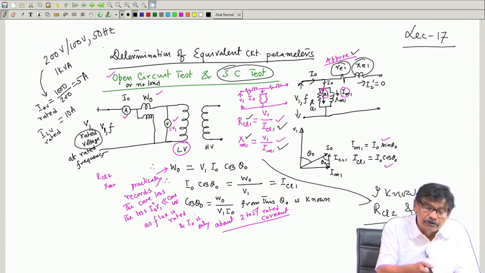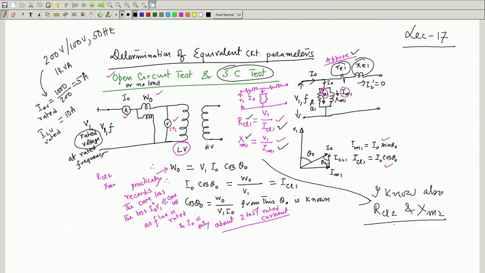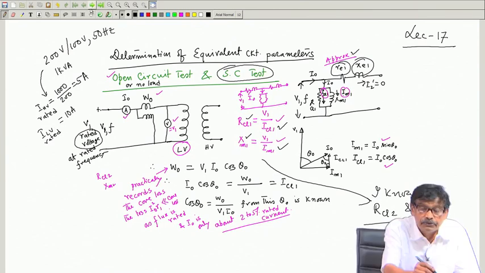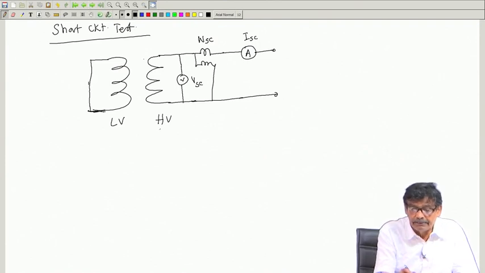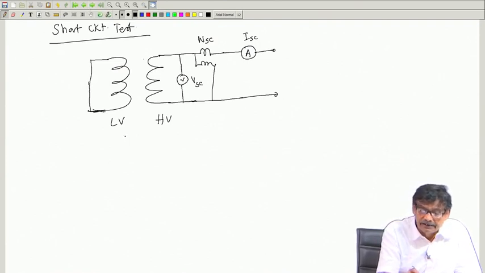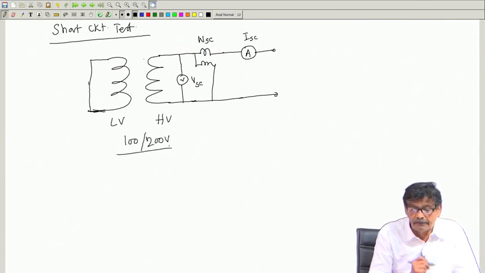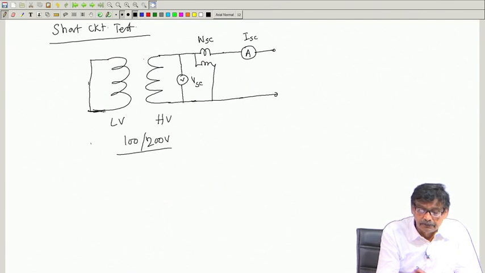So, for the same transformer I am now going to do the short circuit test. This time, what is the rating of the transformer? Rated voltage is 100 by 200 volt, okay, 1 kVA.